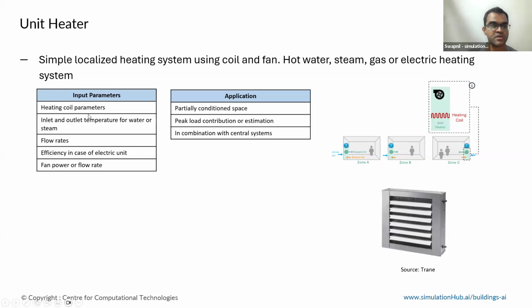The input parameters required are heating coil parameters, inlet and outlet temperature, flow rates, efficiency in case you are using an electric unit, and fan flow rate as well as fan power. And you can use this for individual zones in combination with central systems and study partially conditioned spaces as well.